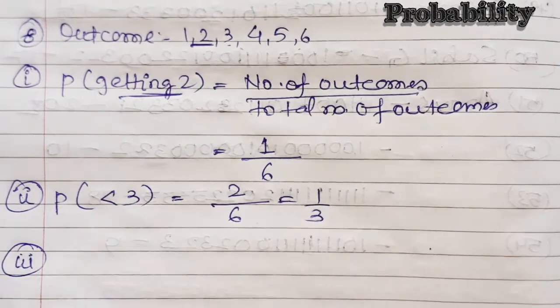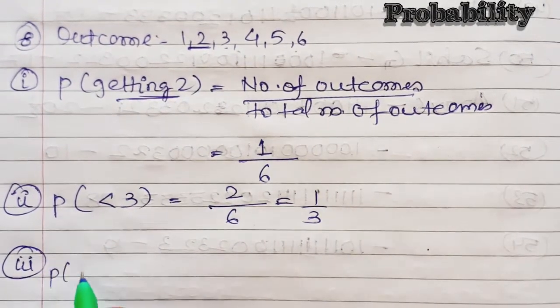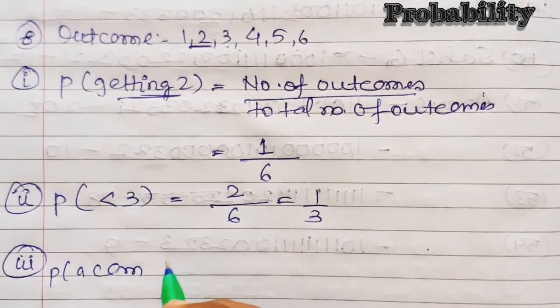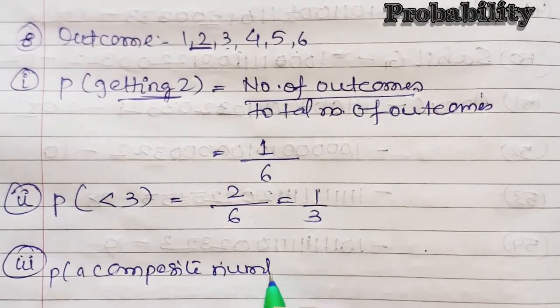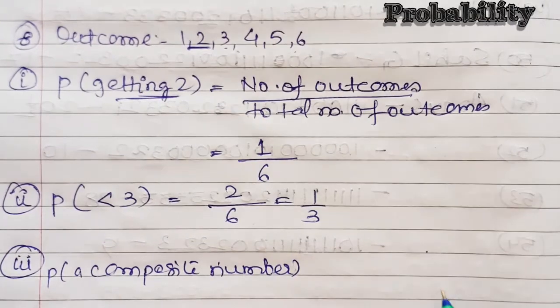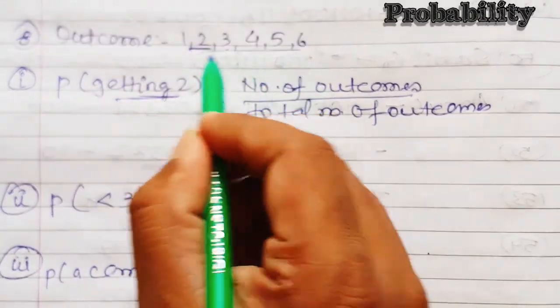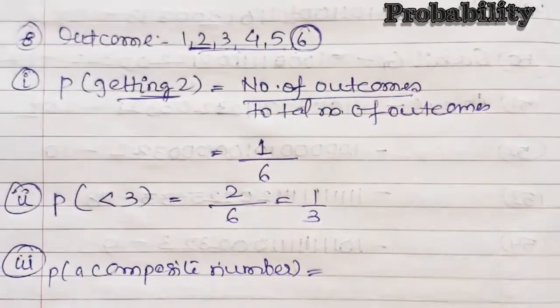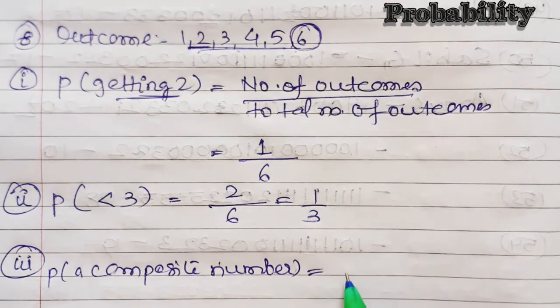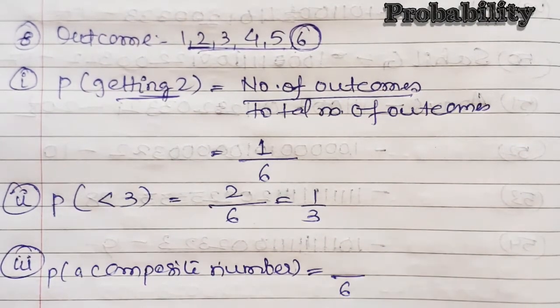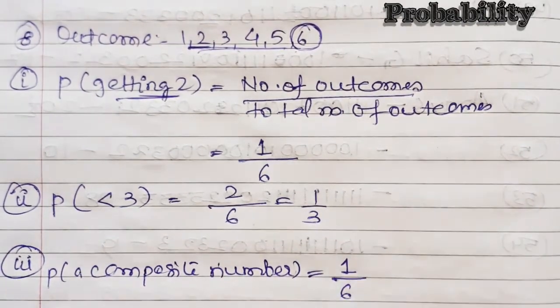Third one, we have to find the probability of a composite number. Now I'll recall what composite numbers are: a number which has more than one factor. Out of these, you can see that 6 is the only number which has more than one factor, that is 1 multiplied by 6, 2 multiplied by 3, 3 multiplied by 2. So the total number is 6 and only one composite number. So 1/6 will be the probability in the third part.